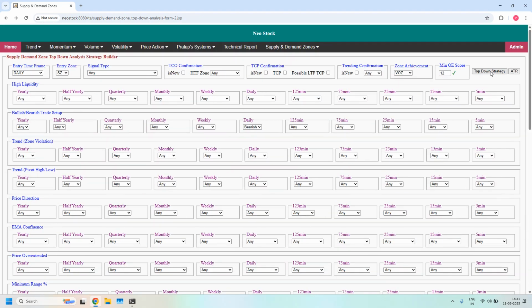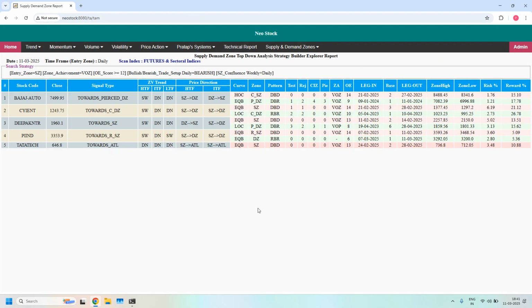With this filter, out of 6 stocks, we got 5 stocks. In these 5 stocks, daily supply zones are overlapped with weekly supply zone, and weekly trend is down in all these stocks. Out of these 5, if any of the stocks' weekly supply zones are having weekly EMA confluence, then these daily supply zones might be having even more high probability to get success.